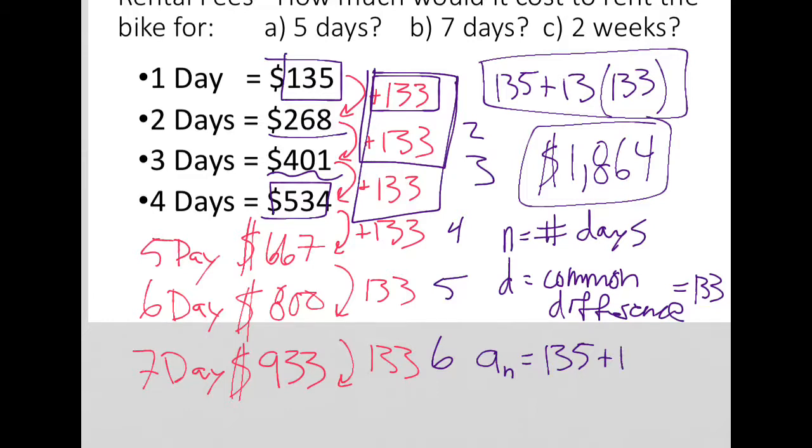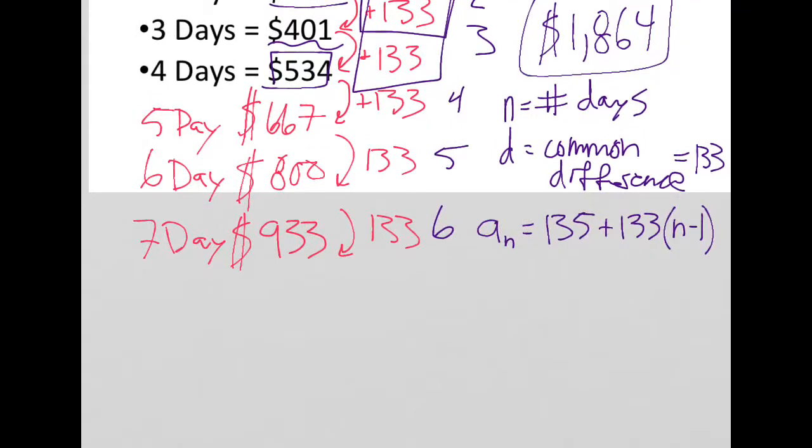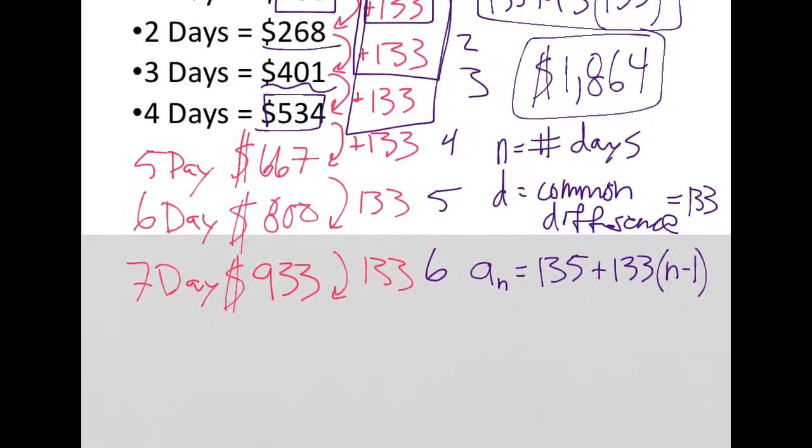So 135 plus 133 times one less than the day number. Well, one less than the day number, if n is the day number, one less of n is n minus 1. And so we came up with this model right here, 135 plus 133 times n minus 1. And let's check it on our other values and make sure that this actually works.